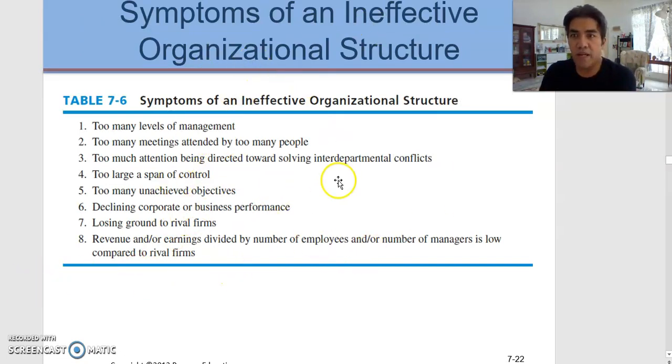So these are the symptoms of an ineffective organizational structure. If you have too many levels, it would delay decision making. When you have too many meetings, sometimes you would take a lot of time. And when too much attention is directed towards solving interdepartmental conflicts, you might lose the importance of fulfilling our long-term objective. Too large a span of control, like myself, under the faculty, we have 160 lecturers, so I have a large span of control, whereas in different faculties, they only have like 38 lecturers under the supervision of the KPP, so the span of control is much smaller.